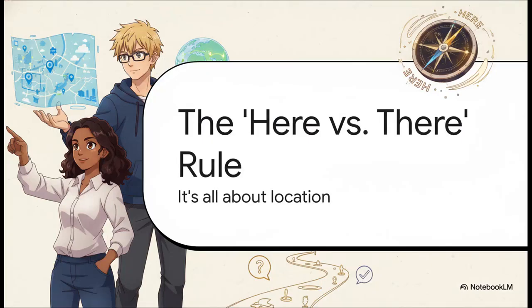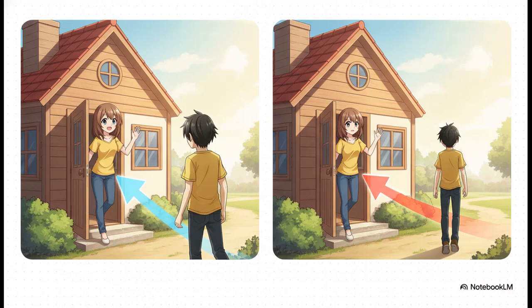So our first master rule is my absolute favorite. It's so simple and it solves so many problems. I like to call it the here versus there rule. And it's all about one key thing, your location, as the person speaking. This slide really breaks it down perfectly. Come is all about movement towards the speaker, moving here. And go is the exact opposite. It's movement away from the speaker, moving there. See? It's just a simple shift in your point of view.